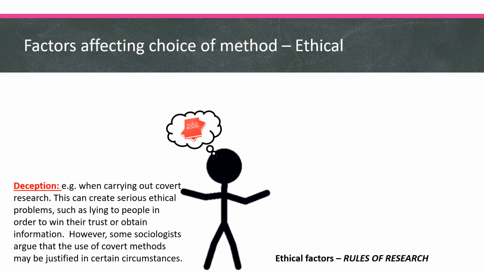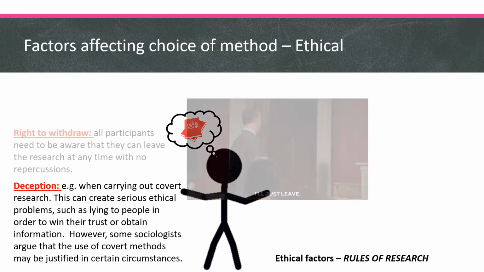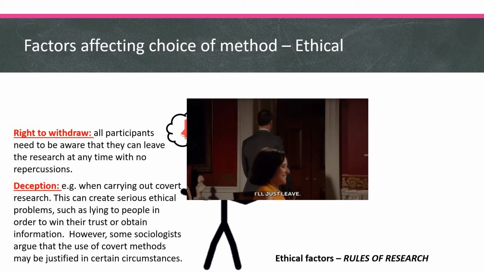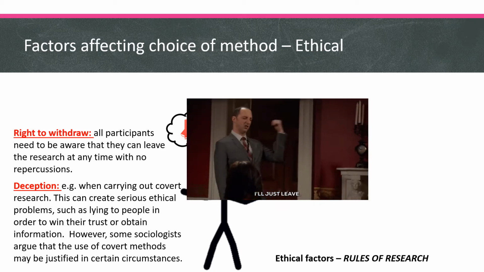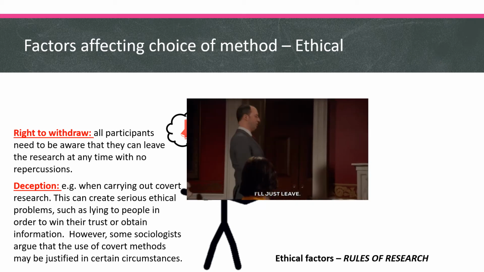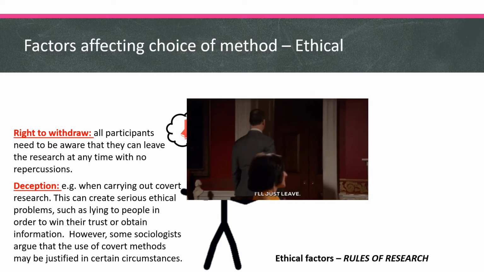So if you're doing covert participant observation, if you're conducting a lab experiment, there may need to be some deception in order to get a true reflection of the sample's views or the sample's behaviour. But ultimately, you want to try and avoid deception as much as you can. The right to withdraw is giving people the ability to leave. So letting people leave the research and having no repercussions.